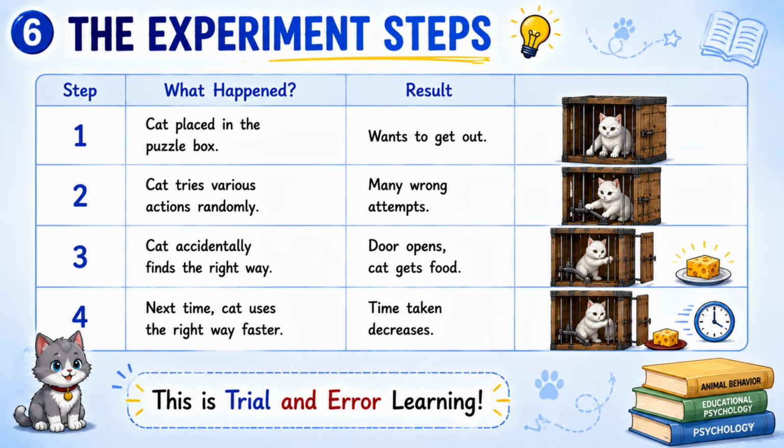Learning happens through trial and error. Wrong attempts are gradually eliminated and the successful response is repeated because it brings a reward. சிம்பிளா சொன்னா, தப்பு பண்ணிட்டு தான் கரெக்ட் மெத்தடை கத்துக்கிறோம். அதுதான் ட்ரையல் அண்ட் எரர் லேர்னிங். This experiment proved that learning becomes faster with practice and reinforcement. இதுதான் Thorndikeோட famous trial and error learning experiment.